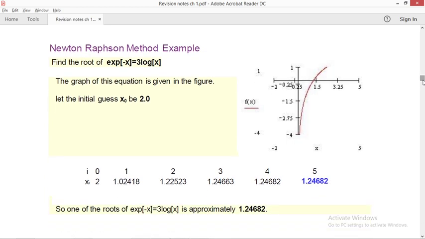Let's see an example over here. The question is e to the power minus x equals 3 log x. Now the graph is given. Again, to approximate, we can use the interval and have the initial guess. Just by looking at the function, you can know from the interval, say 1 and 2, or 2 or 3, which part will be closer to getting a 0.